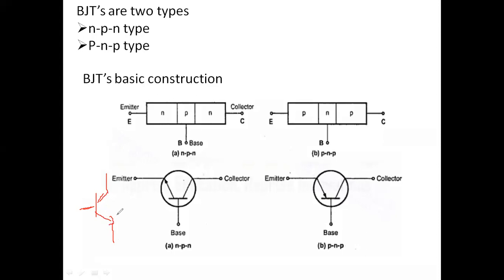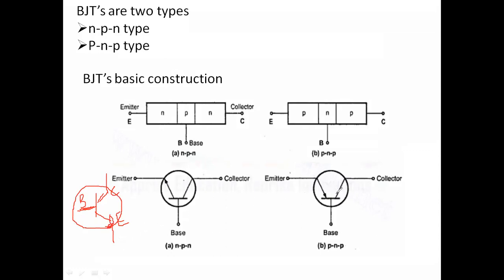The arrow terminal indicates the emitter, represented as E. This terminal is represented as the base, B, and this terminal is represented as the collector, C. Like this, this is called an NPN transistor. For the NPN transistor, the arrow is outside of the circle.